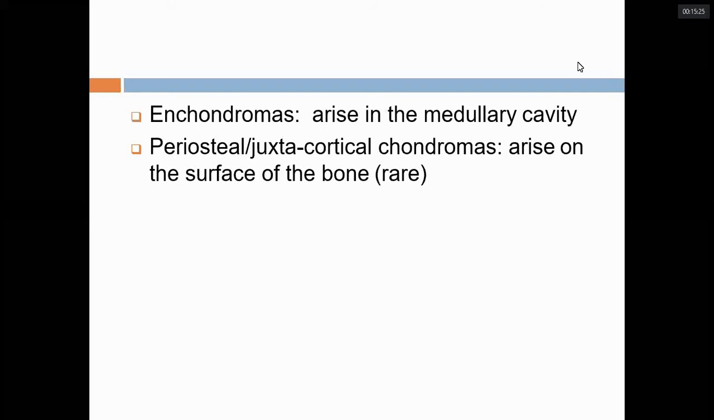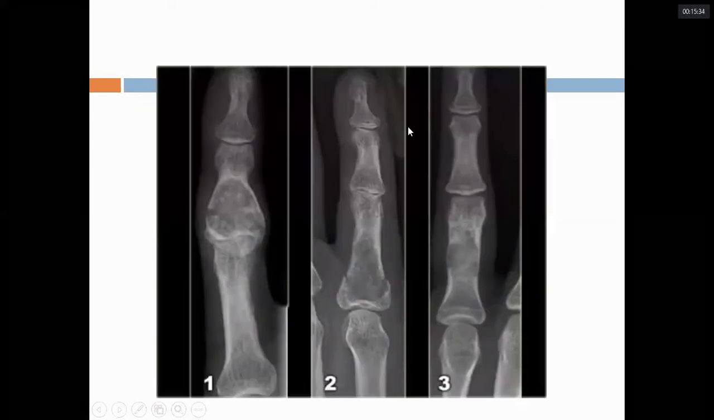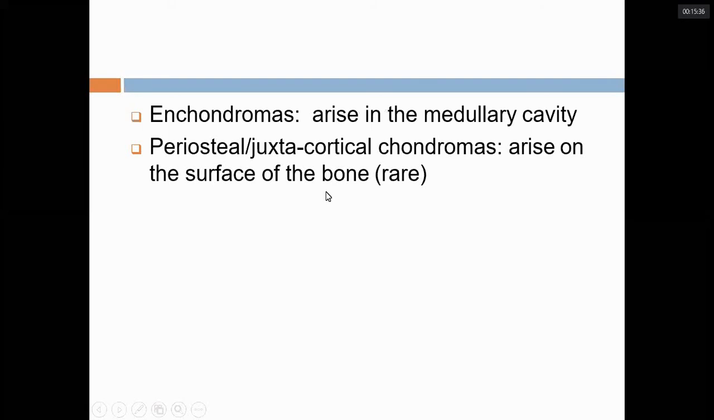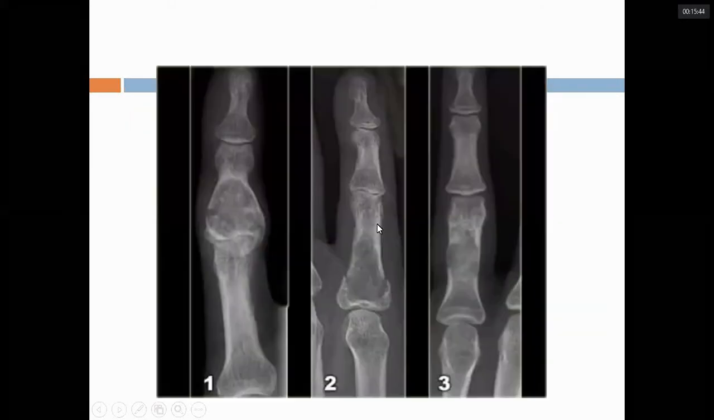There is a term enchondroma, which means the chondroma that arises within the medullary cavity. Periosteal or juxtacortical chondromas have also been reported, which arise on the surface of the bone, near the cortex. These are the types of chondromas. Okay, this is the chondroma.